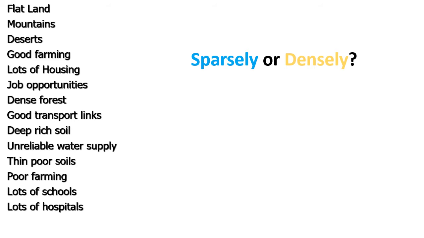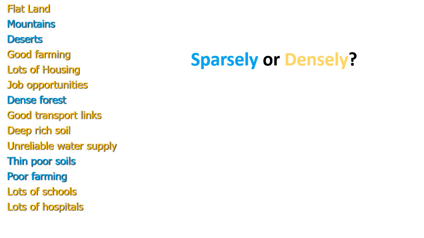So for example, the first one, flat land. Does that mean lots of people would live there? Does it encourage lots of people to live there, or does it discourage people from living there? What impact would flat land have on whether many people live there?